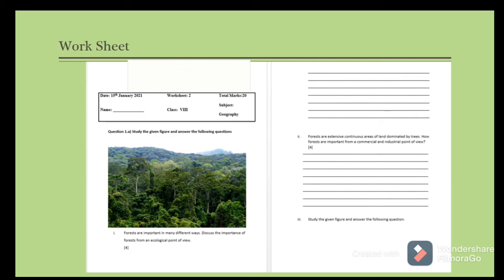We have discussed these points in our video lesson. You can take help from the video lesson as well as from your book to write the answer to this question. Next question is, forests are extensive continuous areas of land dominated by trees. You will tell how forests are important from a commercial and industrial point of view. The next question is, study the given figure and answer the following questions.